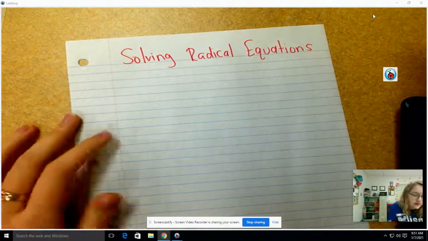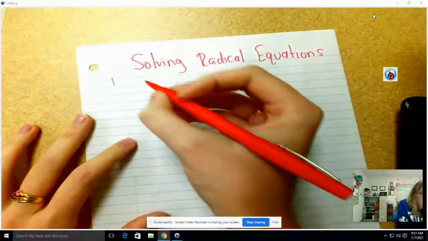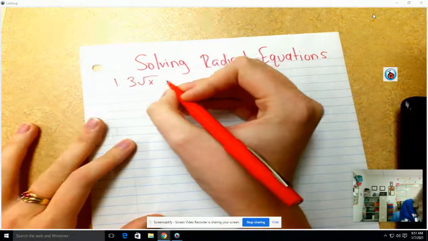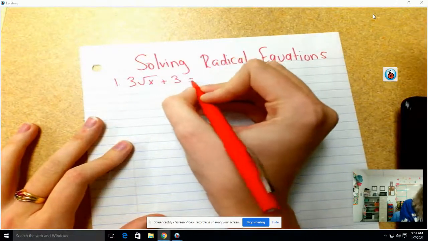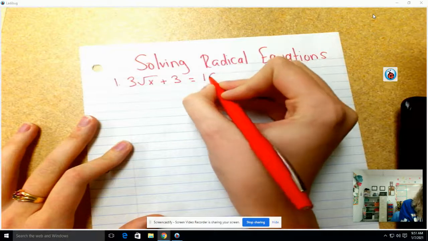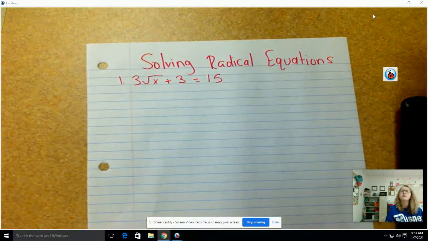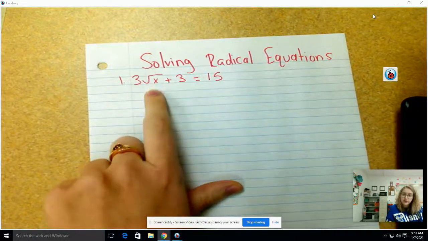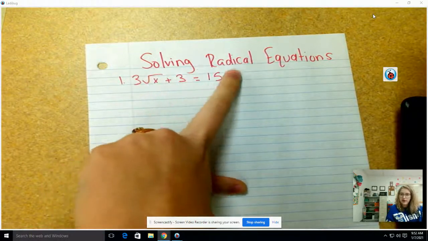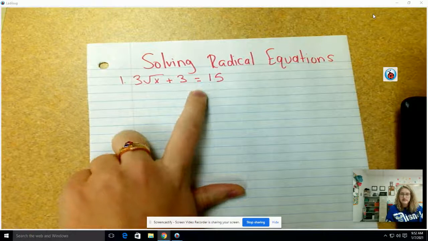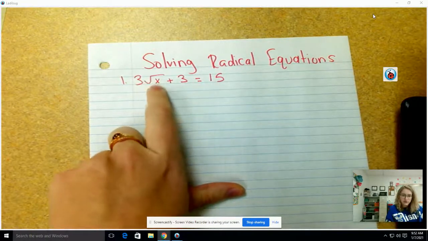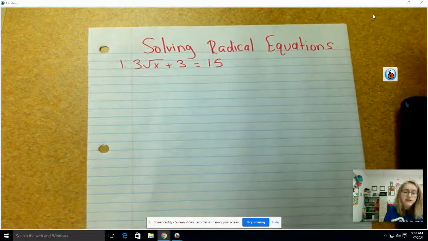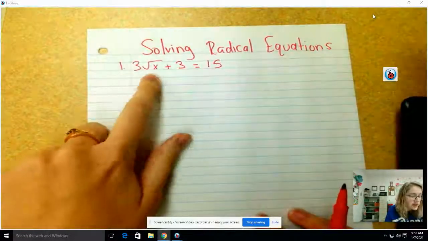We've done that forever. Example number 1, it's going to be 3 radical x plus 3 equals 15. Also, make sure you're very careful about what is under your radical. Make sure you're not drawing this line way over here and it goes over everything, because that's not correct. Make sure it's just going over what you want it to go over and everything else is written out neatly to the side. So for this, we want to solve this equation and we want to get x by itself.